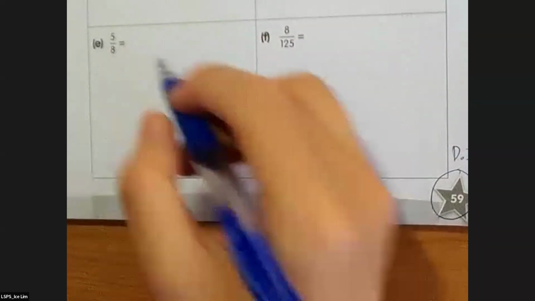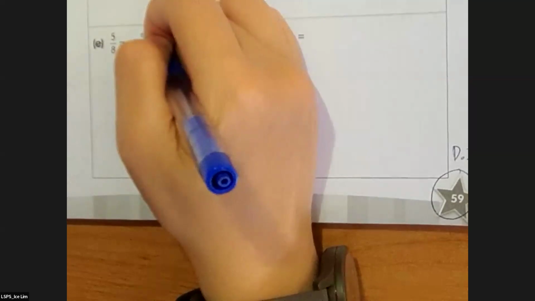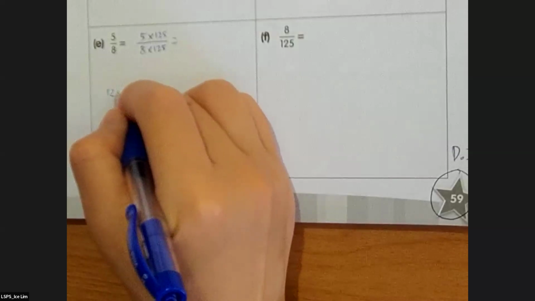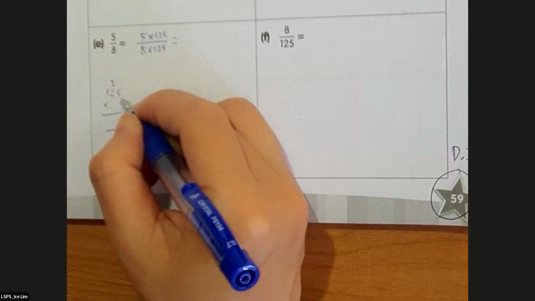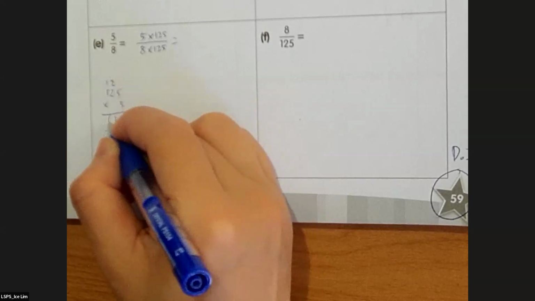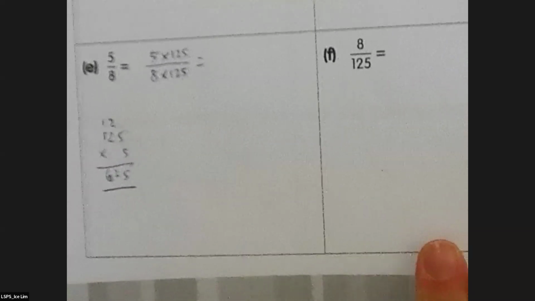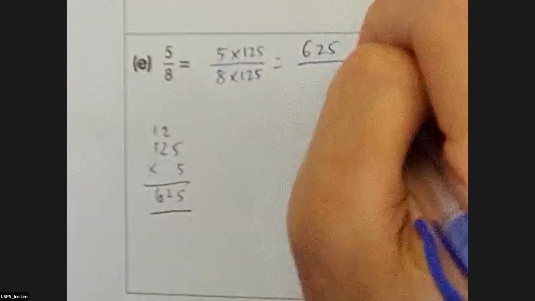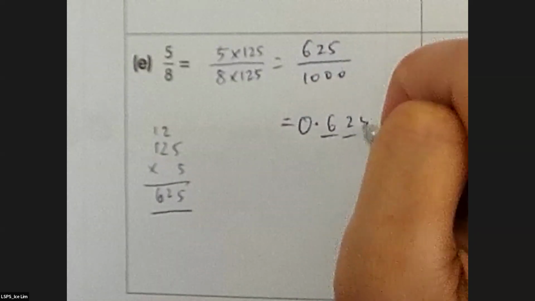Okay, 5 over 8 is what? The clues are given already. So I can do 125 times 5, that would be 625 out of 1,000. So convert to 0 point 625.